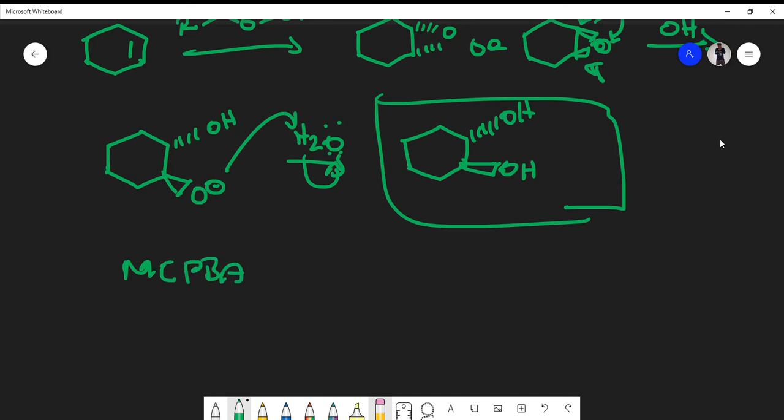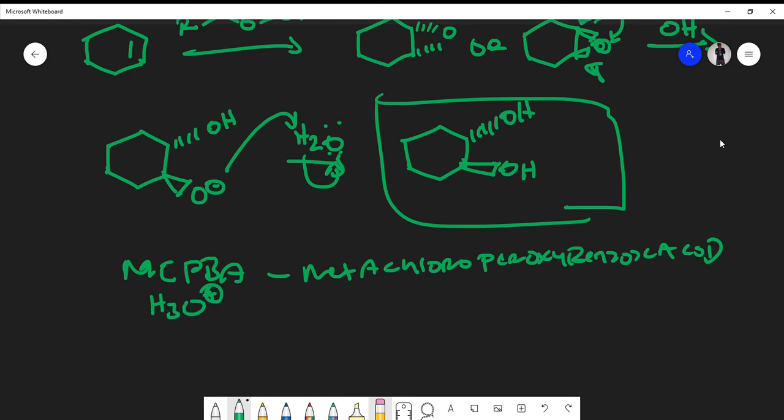Now, a key molecule that I need you to remember for anti-dihydroxylation is MCPBA, and you'll typically see it in organic chemistry. This is what we call meta-chloroperoxybenzoic acid. This means anytime you see MCPBA with H3O plus, or in acid, that means that we're doing anti-dihydroxylation. So the typical reagent for this reaction could be MCPBA with acid.